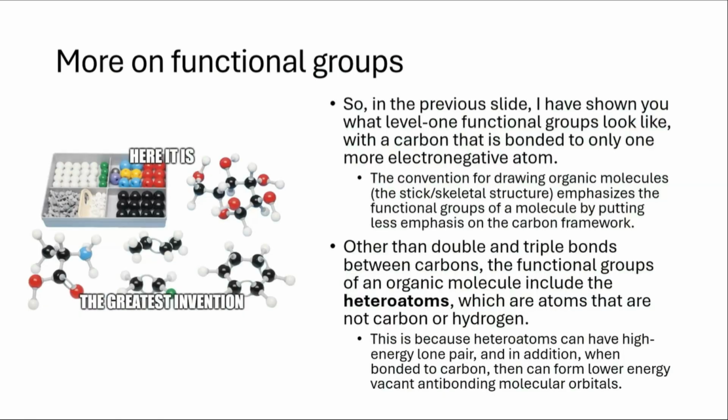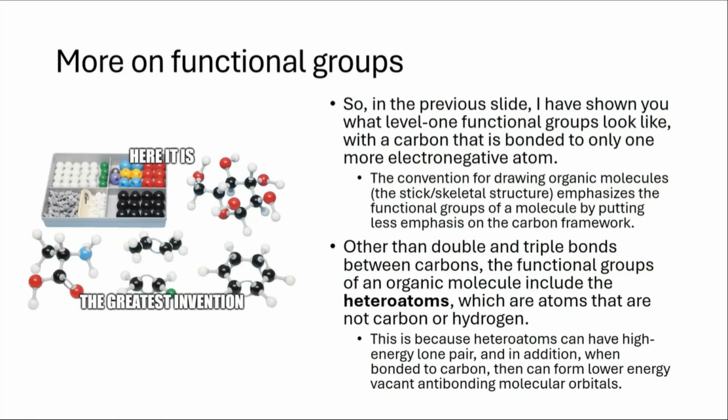Now, here's some more on functional groups. So in the previous slide, I've shown you what level 1 functional groups are. So these have a carbon that is bonded to only one more electronegative atom. If you're trying to draw organic molecules, we often use what is known as a stick or skeletal structure. And basically, what this does is it puts less emphasis on that carbon frame, because in organic molecules, there are a bunch of carbons, right? So there are carbons left, right, and center.